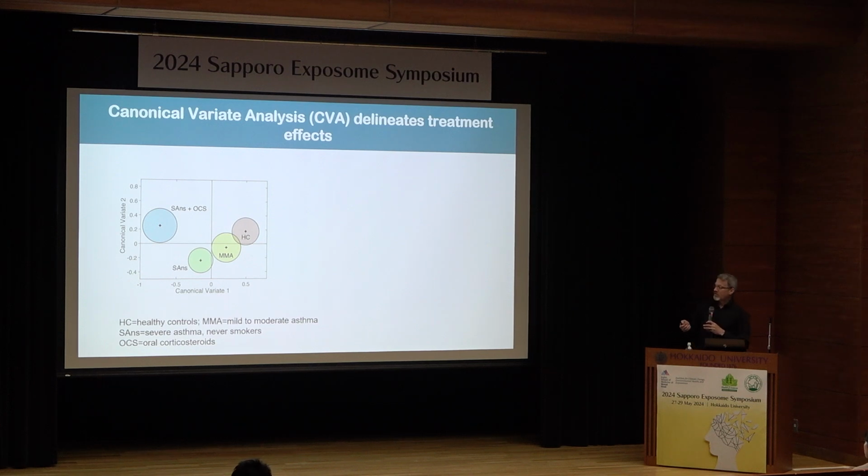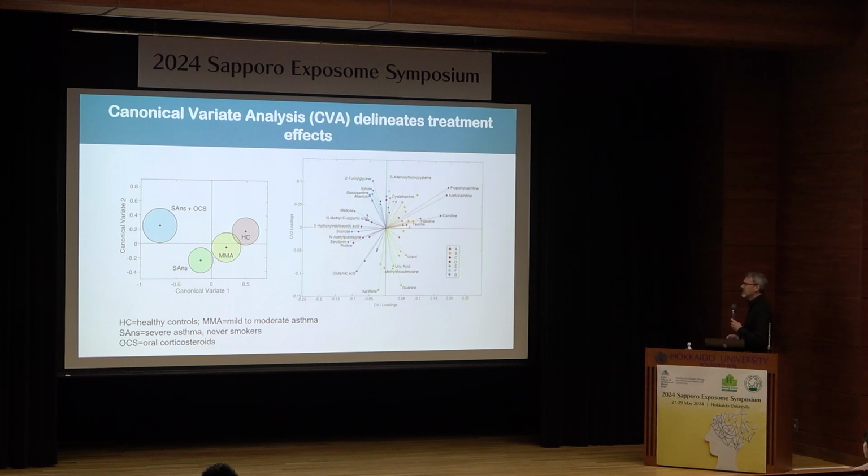So what we've done here is we stratified individuals. Here are severe asthmatic non-smokers who are taking OCS, and here are the ones who are not taking OCS. And that's very important for looking at analysis. Here's the loadings plot shown here. And what's key for the talk today is that the main metabolic signatures driving this separation in severe asthmatics are these carnitines over here.